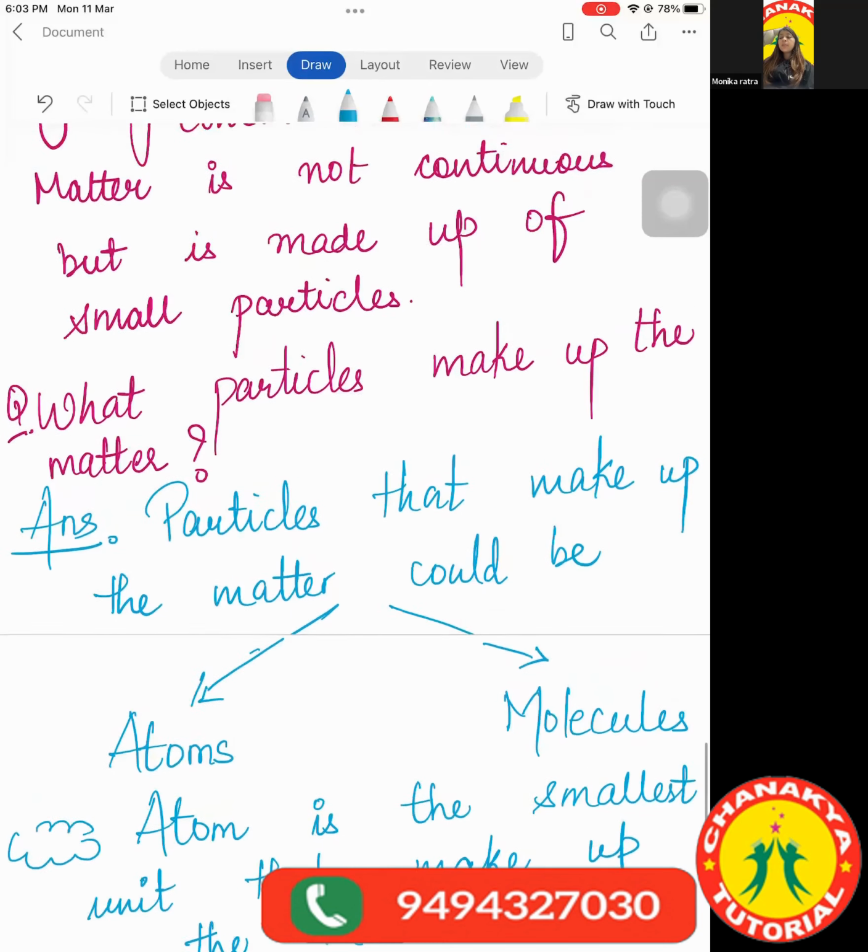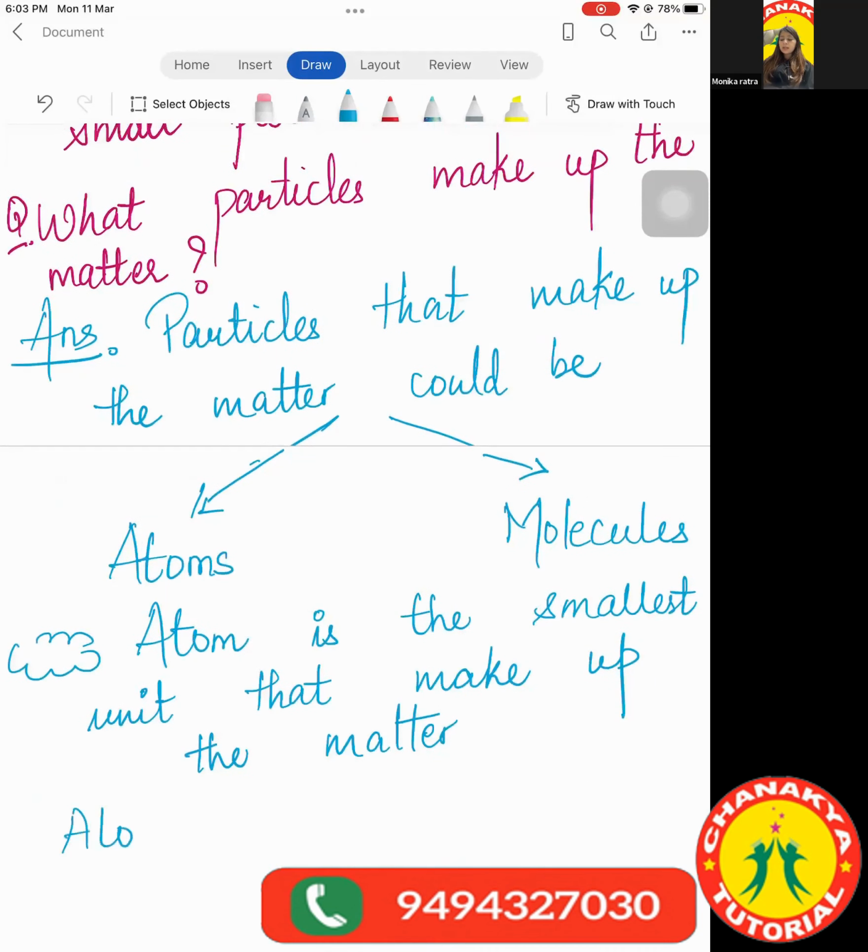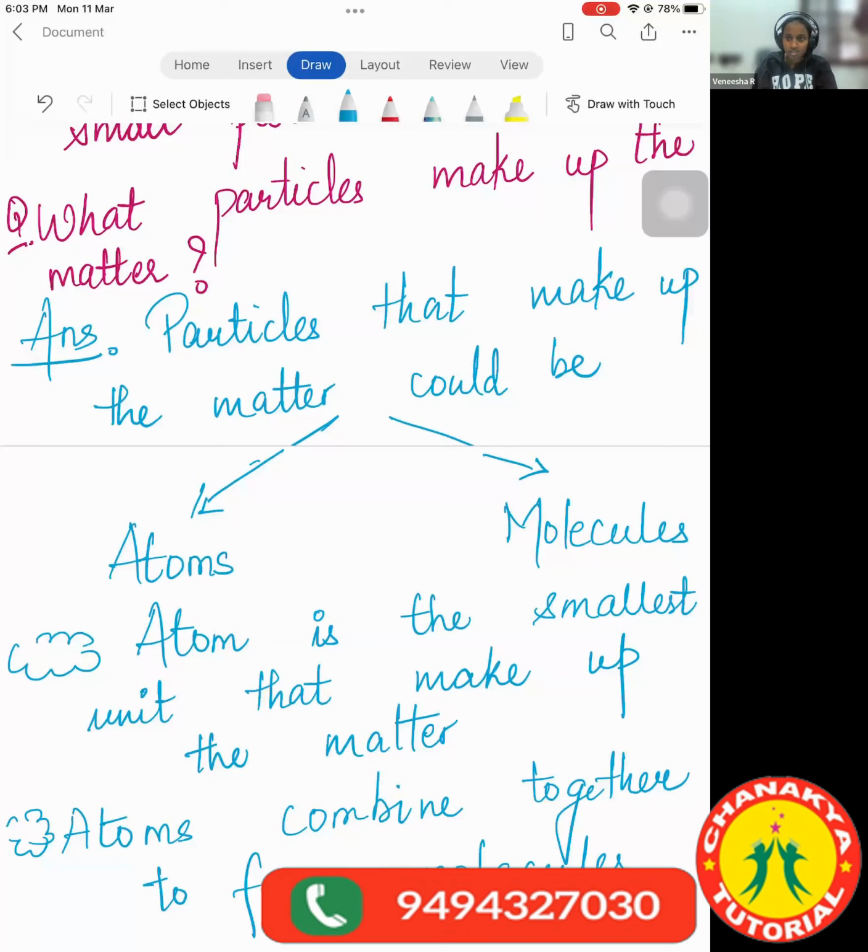And when atoms combine together, they form molecules. So basically, what are molecules? They are also formed from matter. Is everyone clear with this? Do you wish to note down anything, or I'll move further? Ma'am, I'm noting down, just a second.